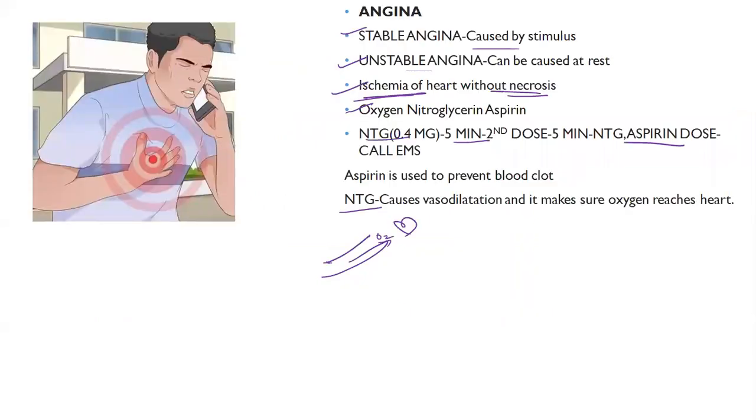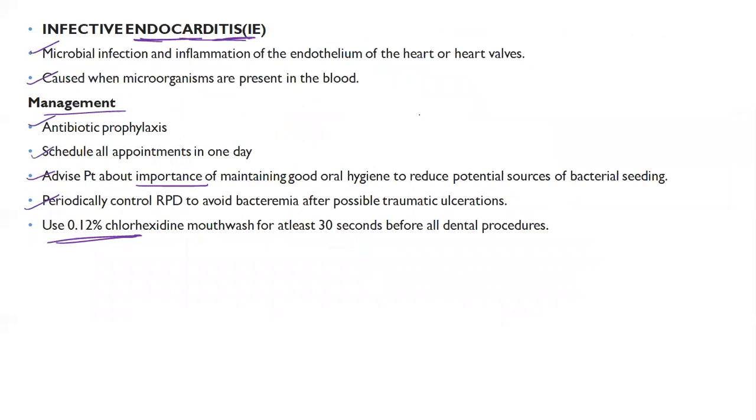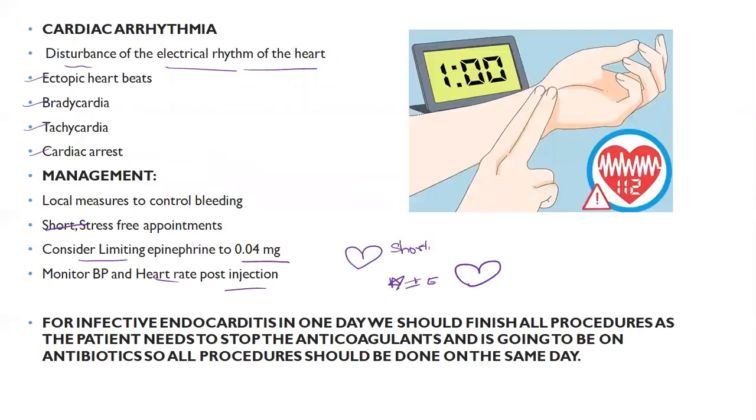And in angina, there is mainly a lack of oxygen to the heart without necrosis. Here you use nitroglycerin and aspirin. Infective endocarditis is the only heart condition where you treat all the dental procedures for the patient at a go, because the patient is on anticoagulants and you have to stop it when you do the dental treatment, and you're going to place the patient on a heavy antibiotic dose. So you have to do everything at a go. But for other kinds of abnormal heart conditions, you have to make sure that the appointments are short and you do not do all the procedures at a go.